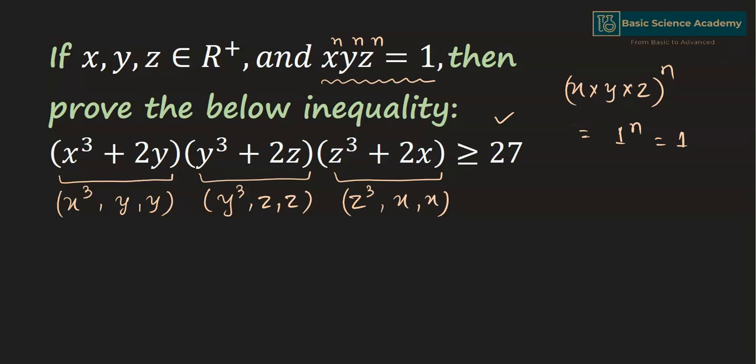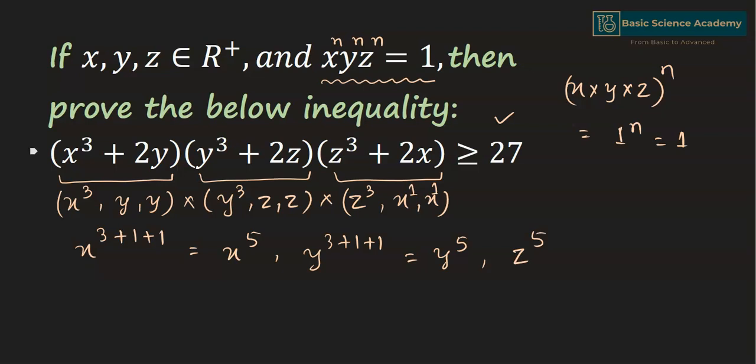Here we can see that when we multiply all these values, we will get the same power of x, y and z, which is x to the power of 3 plus 1 plus 1, which equals x to the power of 5. Similarly, we have y to the power of 3 plus 1 plus 1, which equals y to the power of 5, and also z to the power of 5. Hence, we have to use the AM-GM inequality for each of these three terms and then multiply to get this inequality.